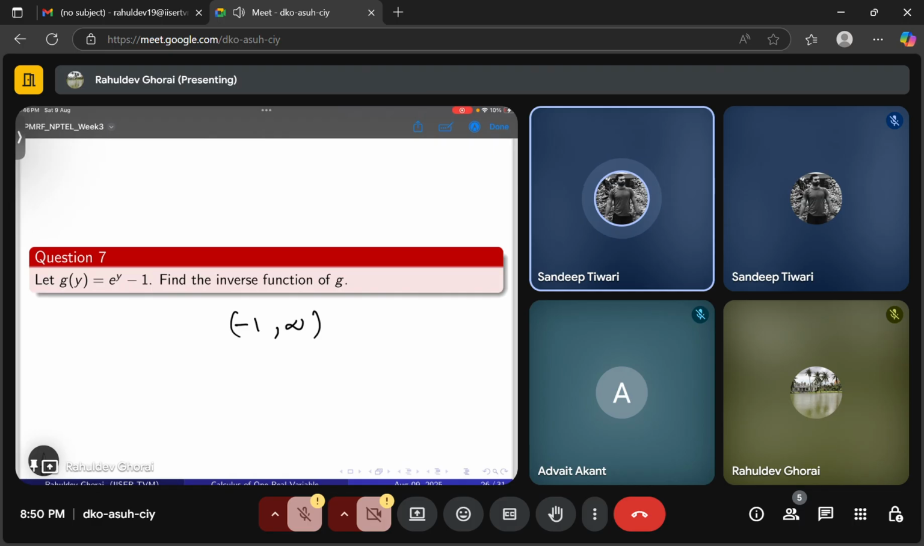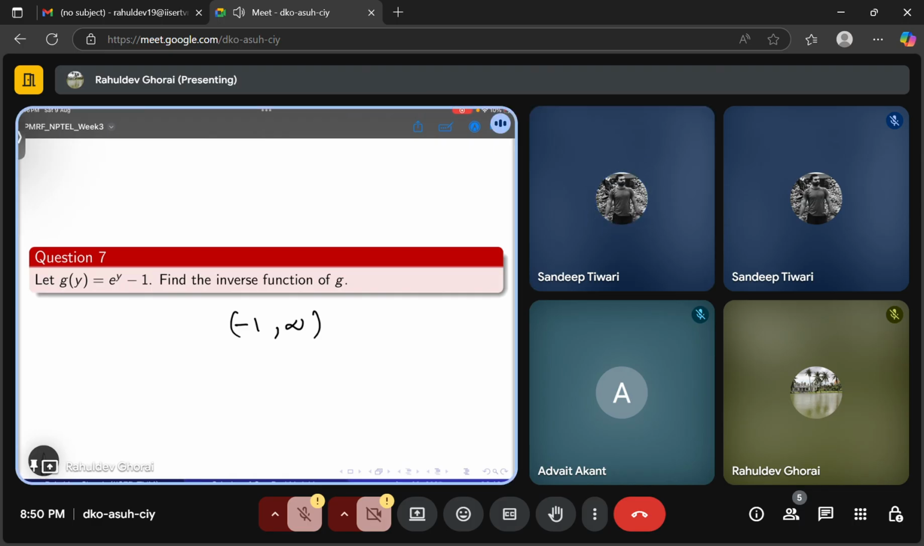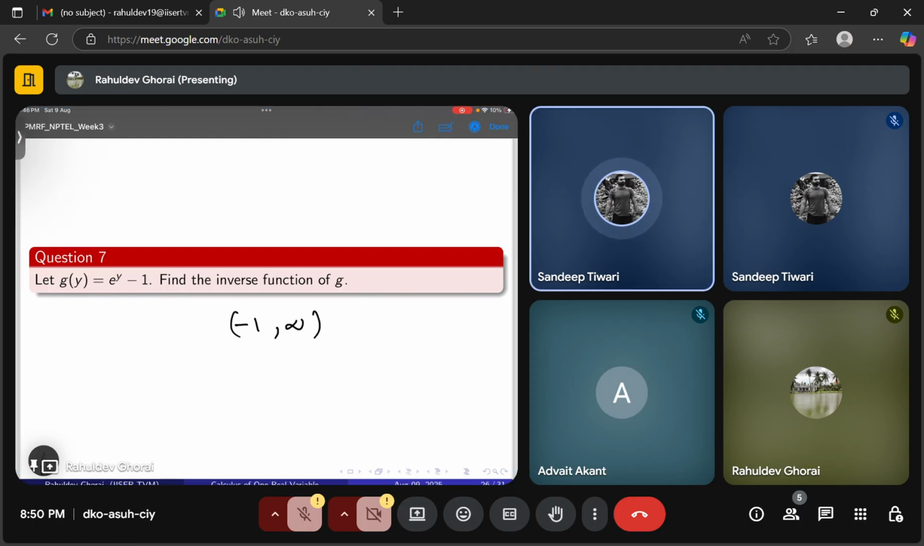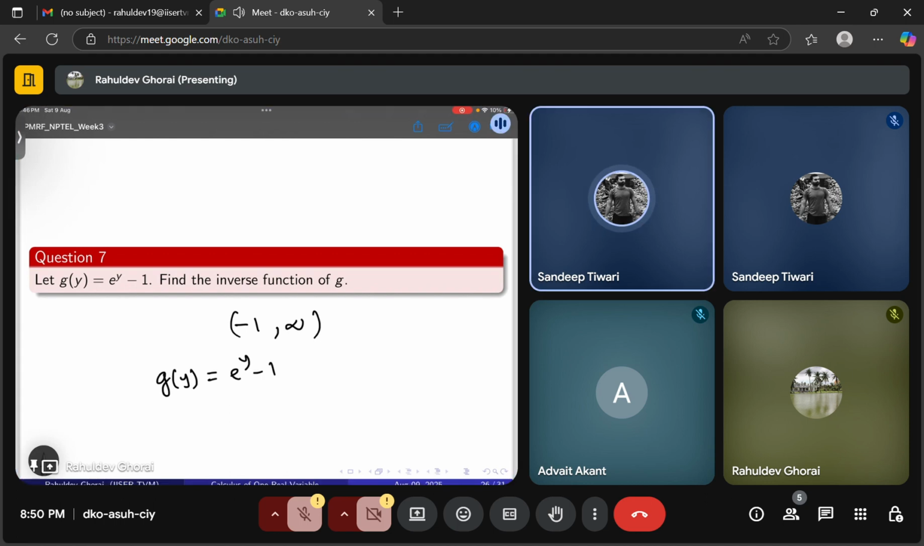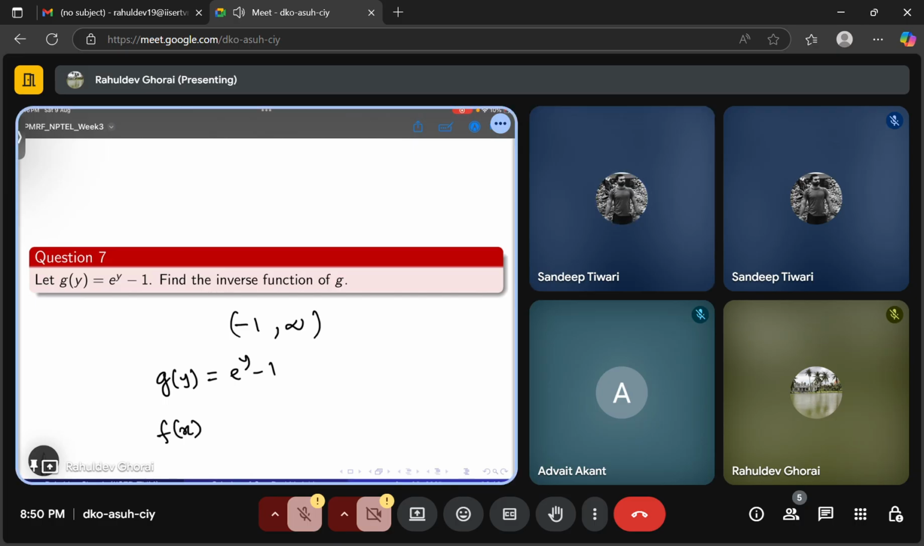Sir, I am unable to find the inverse of the function. I'll show you. I'm just searching for the inverse. I am giving ln(1 plus x), g(y). See, g(y) is e to the power y minus 1. So to find f(x) such that f(x) is the inverse of g, if you take g(y) equal to x, then what happens? Solve it. You'll understand.